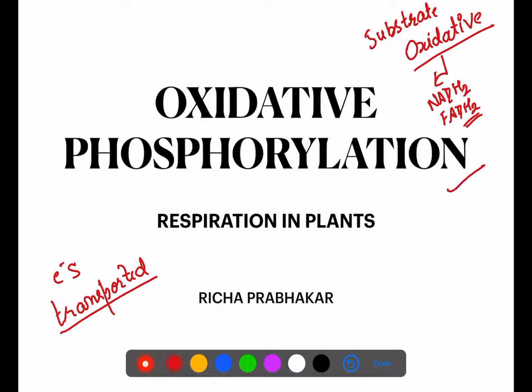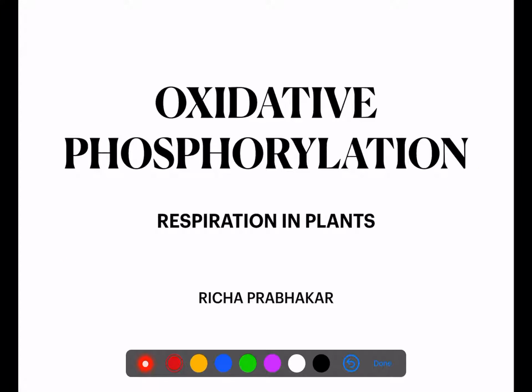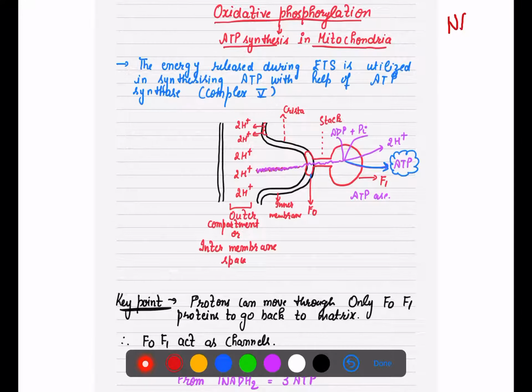So today we will talk about oxidative phosphorylation, and one idea you should have in your mind is that oxidative phosphorylation means ATP is going to be synthesized from NADH2 and FADH2 molecules, that is, ATP is synthesized indirectly. So oxidative phosphorylation is about ATP synthesis in the mitochondria. As all of you are aware, mitochondria is the powerhouse of the cell.